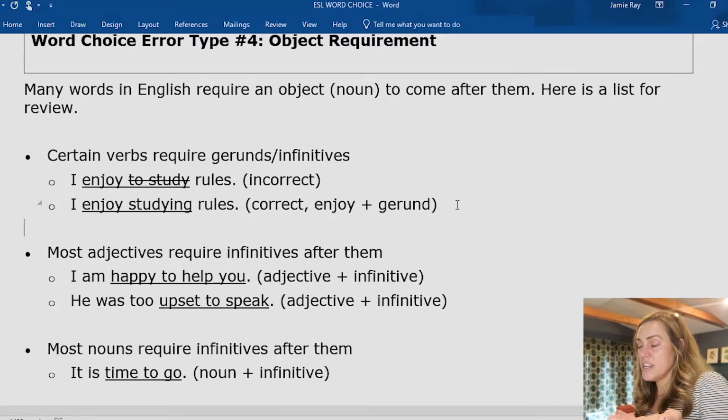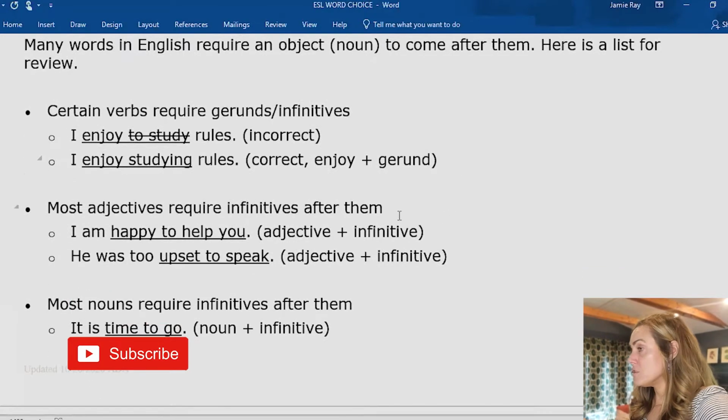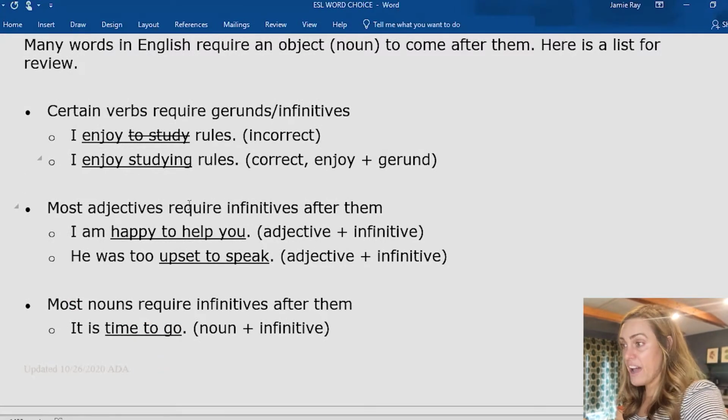Sometimes you need a gerund, sometimes you need an infinitive when you are trying to express an activity after a verb. Also, when you want to show an activity after adjectives, we use infinitives. That makes it easy. I'm happy. That's an adjective. I'm happy to help you. Infinitive. You can't say I'm happy helping you. I'm happy to help you.